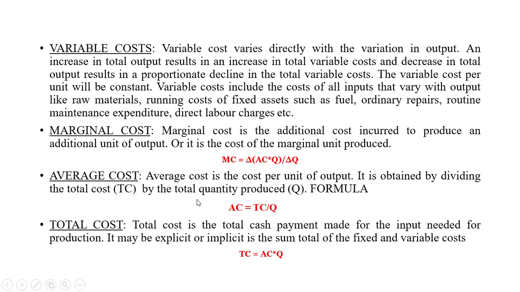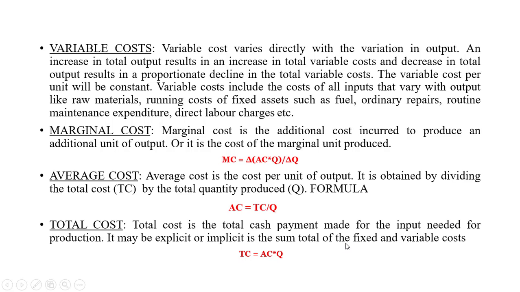Now average cost is just the total cost divided by the quantity. That means whatever total cost you get after calculating for producing the goods has to be divided by the quantity. And how do you get the total cost? Total cost is the total cash payment made for the inputs needed for the production.